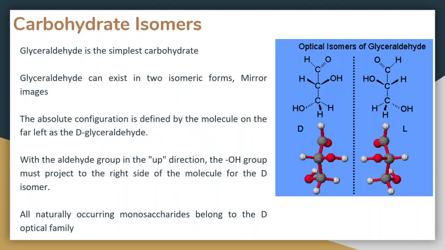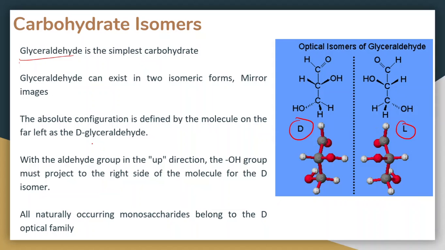Now, isomers. These carbohydrates exist as isomers, and optically active isomers are also present. The most basic carbohydrate is what? Glyceraldehyde. Always remember, glyceraldehyde is the simplest carbohydrate. How many carbons are present in it? There are 3 carbons. It exists in 2 mirror forms: here you can see the D form and L form, right?